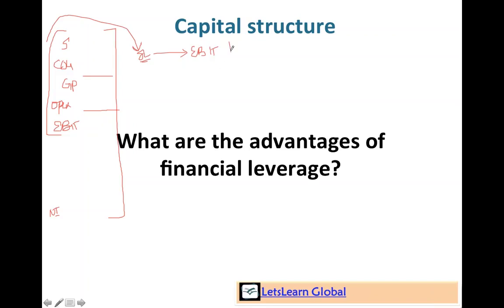So every company wants to maintain as good a profit, as high a profit as possible. If your operating leverage is good, your EBIT will be higher. Your EBIT will be higher either if your revenues are more or expenses are less. Expenses should be less, or revenues should be more.